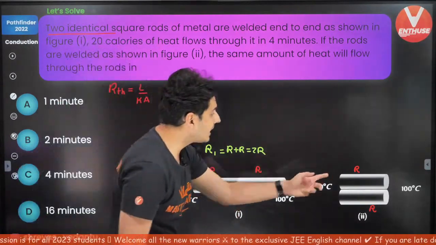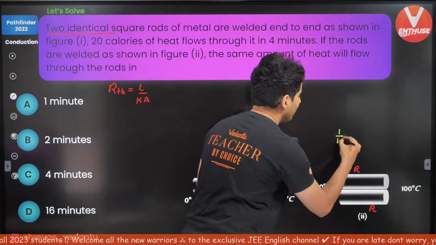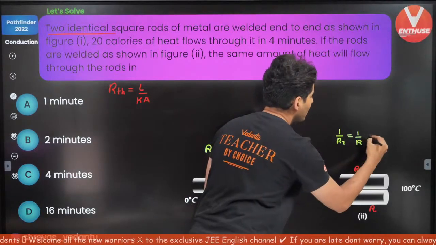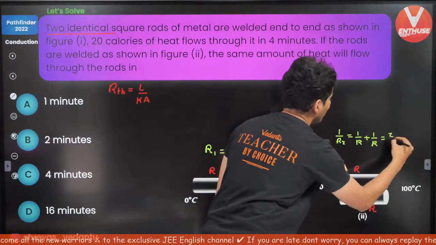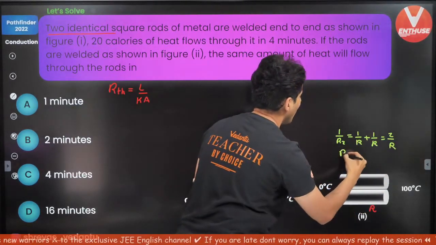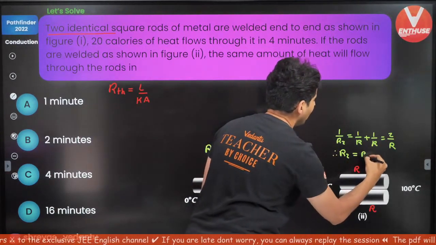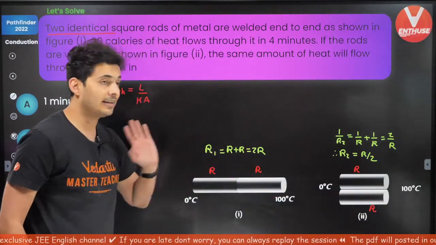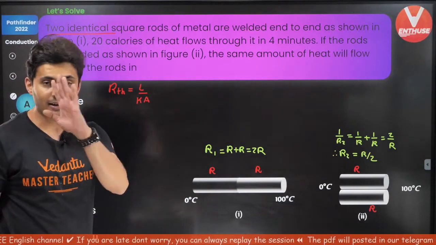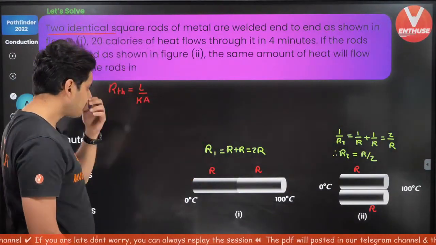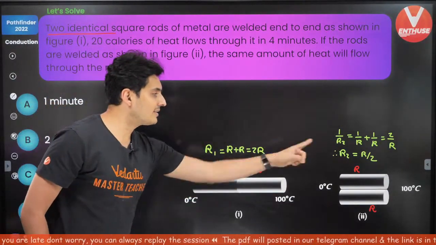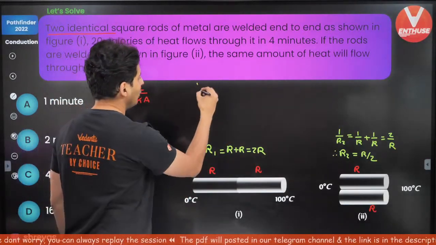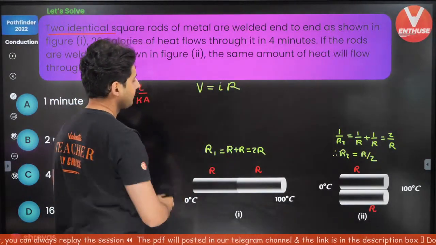Very easy. In the second case, they are in parallel. So 1 by R2 will be 1 by R plus 1 by R, which is nothing but 2 by R. Take the reciprocal, so R2 will be R divided by 2. Very good. Great. Now what to do next? Think. See, the voltage difference is the same. Write down your Ohm's law: V is equal to IR.